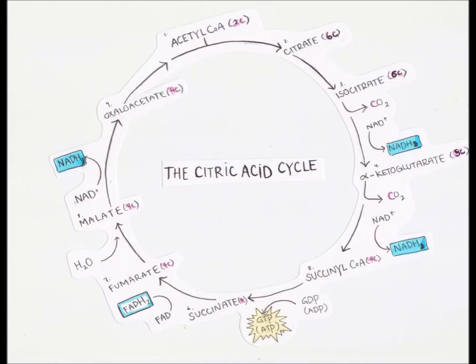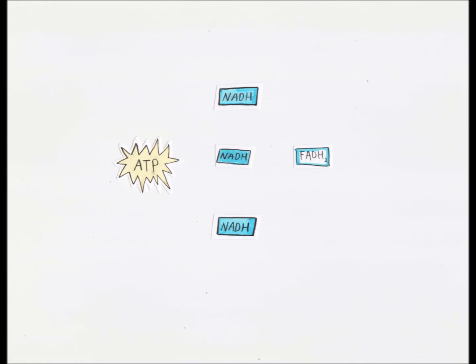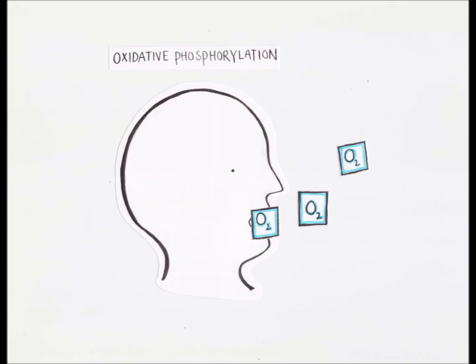In the next 2 steps, citrate will release one of its carbons in the form of CO2 while also producing NADH each time. In the 6th step, the oxidation of succinate produces FADH2, while in the 8th and final step, NADH is produced a 3rd time before the cycle begins once again. The cycle happens twice as there were 2 pyruvate, so the final products are 6 NADH, 2 FADH2, and 2 ATP. This then takes us to the 4th and final step of cellular respiration, oxidative phosphorylation.